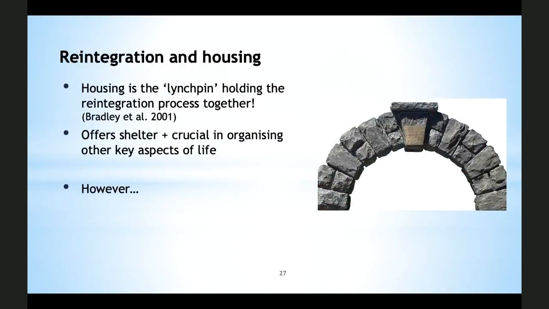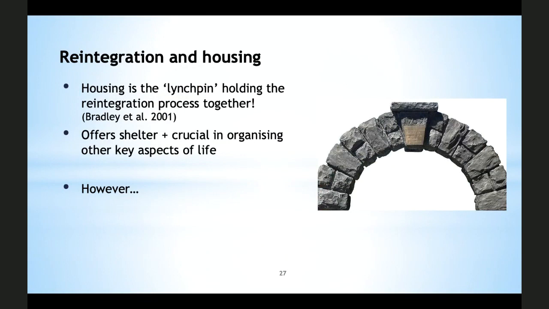Having access to housing is, as we all know, essential for persons' well-being. This is, of course, also true for the ex-offender who is trying to return into society and become once more a full and productive member of that society. Housing not only provides physical shelter against the outside world, but it is also crucial in organizing other important parts of the ex-offender's life, such as ensuring an income or coping with addiction. It's called the linchpin or the keystone, hence the picture, that holds the whole ex-offender's reintegration process together.